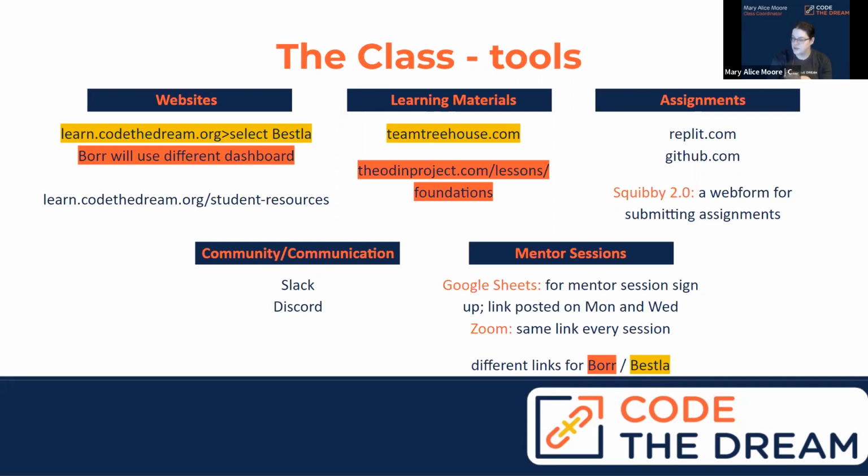And then finally, for your mentor sessions, we use Google Sheets, which is just a spreadsheet for you to be able to sign up with which mentor sessions you're intending to participate in for the week, so that mentors know how many students to expect on their call. And then Zoom, how we're meeting right now, is how you'll meet for your mentor sessions. It's the same link every session. It is a different link depending on if you're in Bestla versus if you're in Borr. But it's just a matter of go ahead and click that link, and it'll connect you onto a Zoom call just like so, and you can ask your questions with the mentor there.